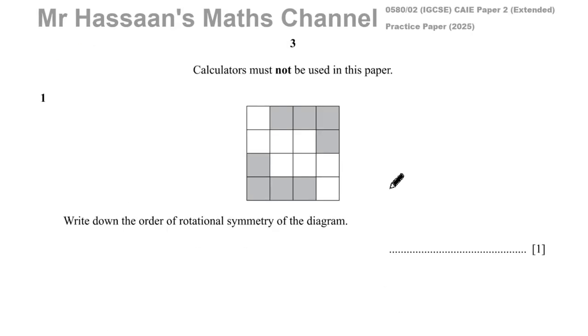Okay, now, question number 1. Here we're told to write down the order of rotational symmetry of this diagram. Okay, so here we have a square, basically, which is divided up into a lot of different squares. Some of them are shaded. Now, the order of rotational symmetry is basically the number of times the object fits over its outline, exactly over its outline, including the shaded parts over the shaded parts, in one complete revolution.